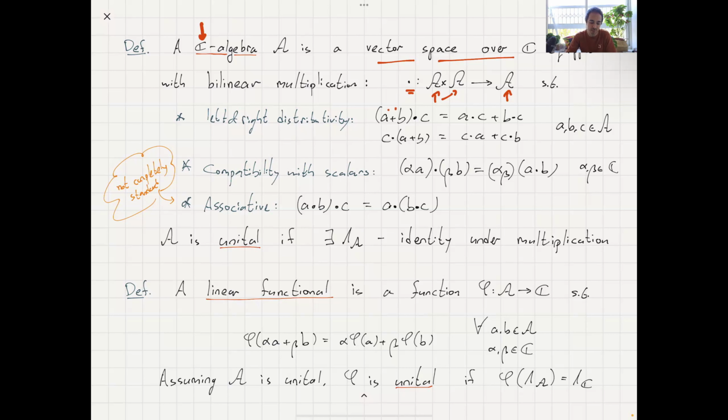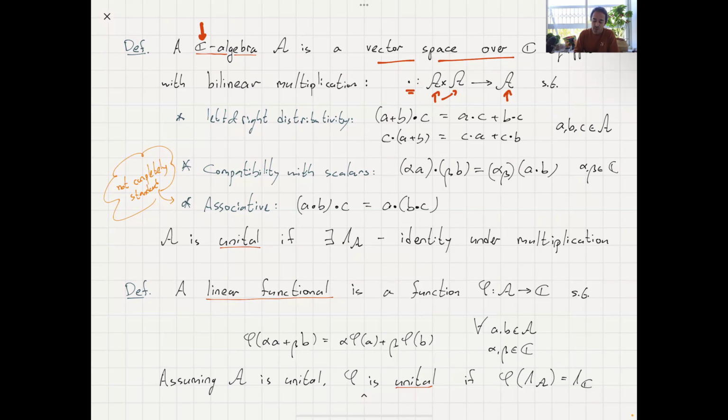Namely, the sum times C is distributed accordingly, so it's A times C plus B times C. Because we are non-commutative, we're also emphasizing the fact that we have both left and right distributivity. And also we have compatibility with scalars, right? We already have a product of an element from the algebra with an element from the complex field, and we want the new product to be compatible with the usual scalar product.